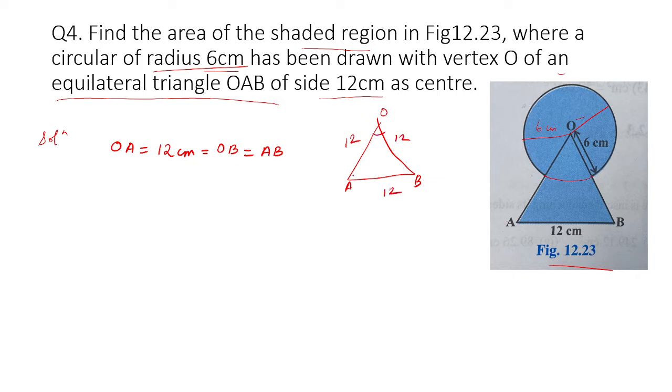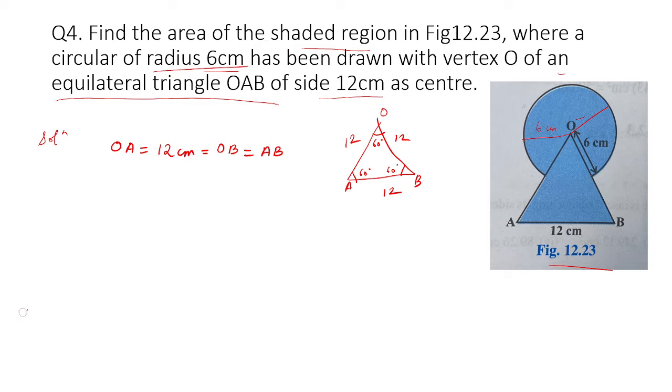So if all the angles are equal, that means all these angles are supposed to be 60 degrees each because of the angle sum property of a triangle. Clear? So we're asked to find the area of the shaded region. Now, this is very easy. So we have to find this, okay?